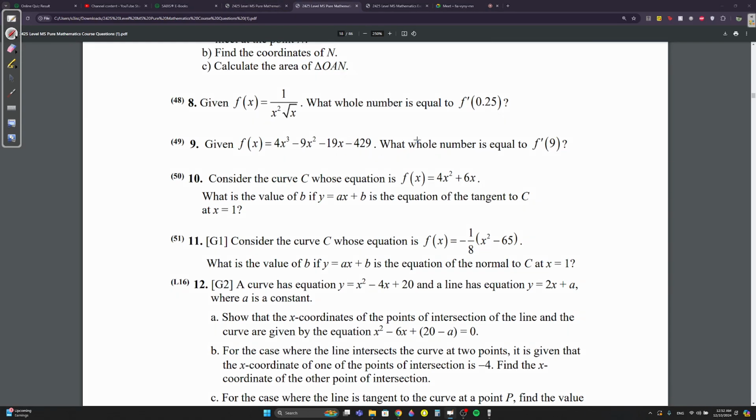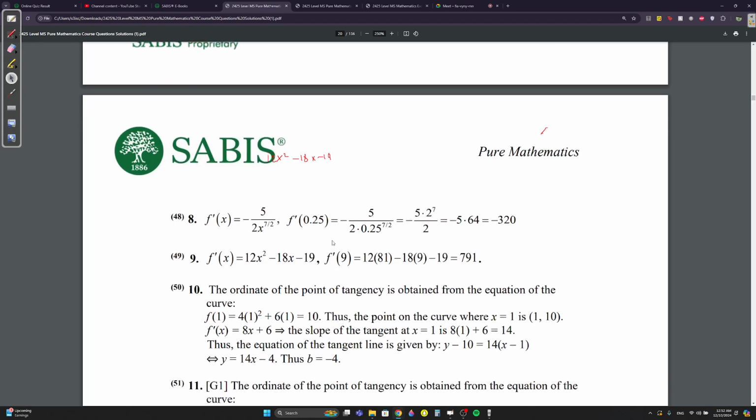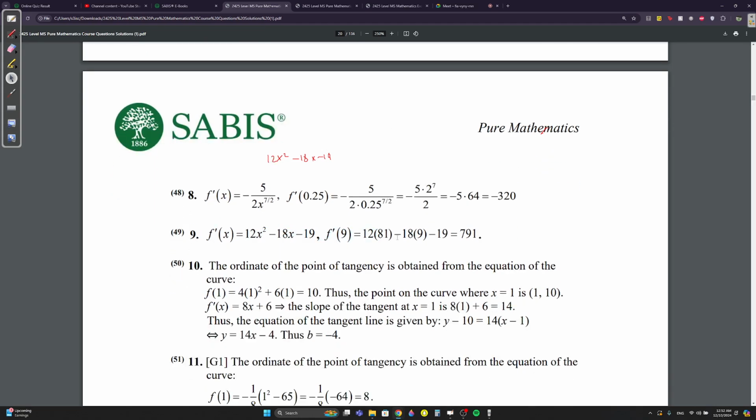Given f of x is equal to this, what is f prime of 9? Again, derive: 3 times 4, 12, x squared minus 18x minus 19. That's the derivative. Substitute 9. I'm just going to give you the solution in the end. 791.